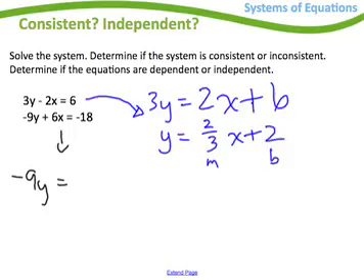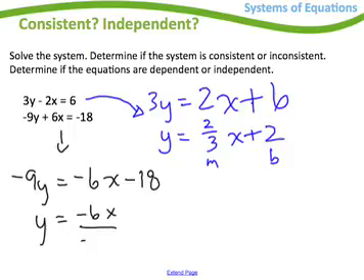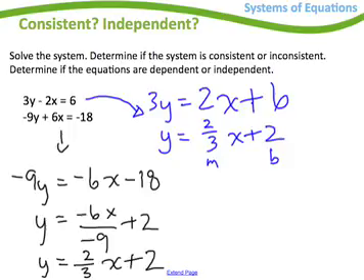Now let's do the second one. We'll move the 6x over to the other side. It'll become negative 6x minus 18. Now we'll divide both sides by negative 9. So I'll get y equals negative 6x over negative 9. And negative 18 divided by negative 9 is a plus 2. What I'm concerned about, though, is right here. Let's simplify that. Negative divided by negative is positive. Simplify 6 over 9. That's 2/3 x plus 2.